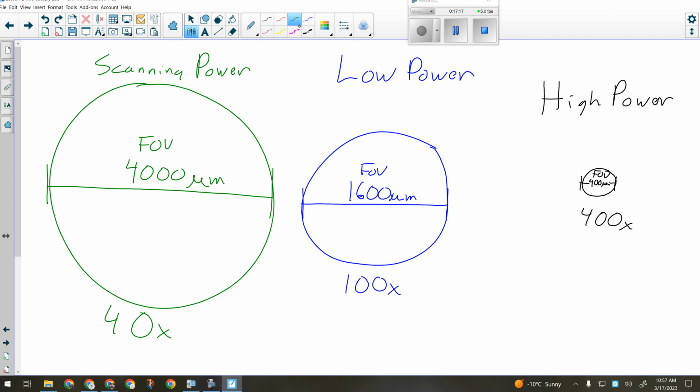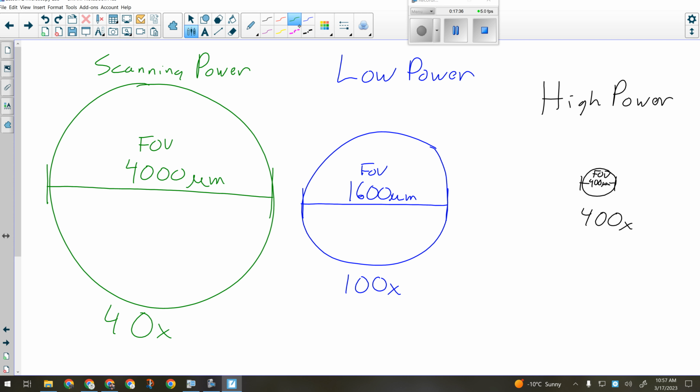Okay? So that's what you're doing with a microscope. The scanning power lens allows you to scan a very large area of the slide at a low magnification and find what you're looking for. It's not generally used to discover anything or see a lot of detail. It's just for location. Okay?